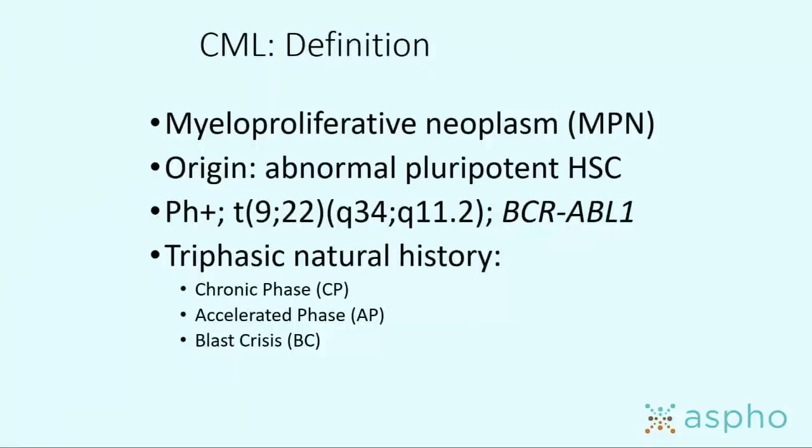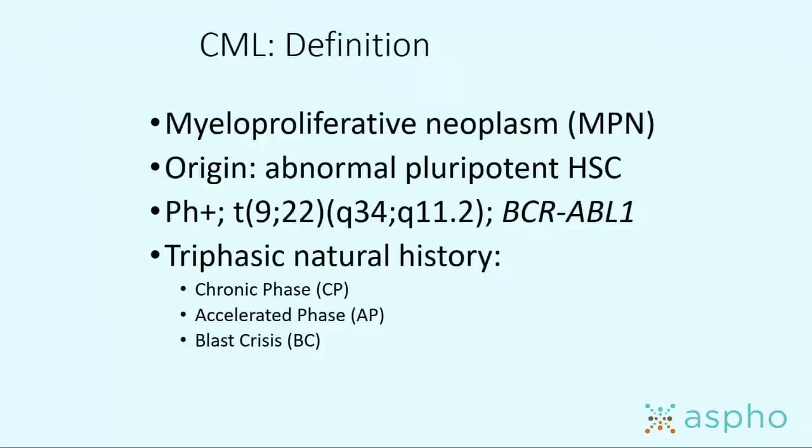How do we define CML? It is one of the myeloproliferative neoplasms. The remainder, Dr. McLean will talk about. It originates from an abnormal pluripotent stem cell in the bone marrow. It is characterized and defined by the Philadelphia chromosome, which is a translocation of 9;22, and that fuses the BCR and the ABL1 genes together.